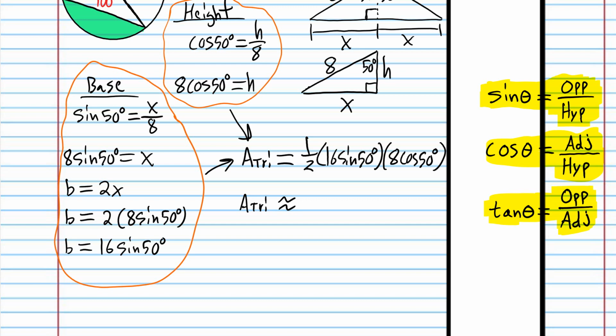And then times 16 equals, then times 50, then the sine button equals, then times 8 equals, then times 50 and the cosine button, and then equals. And we get 31.5, well, let's just carry it out there. 31.5138.